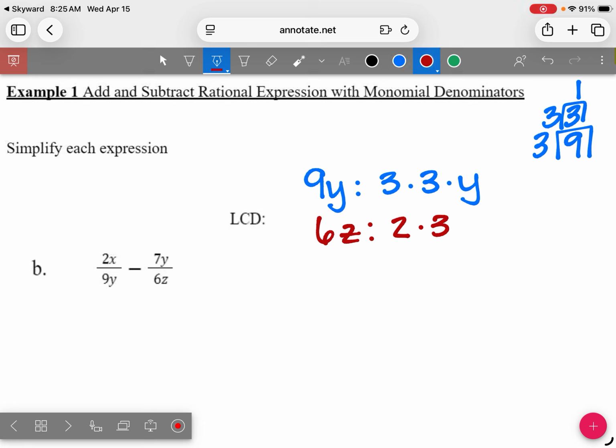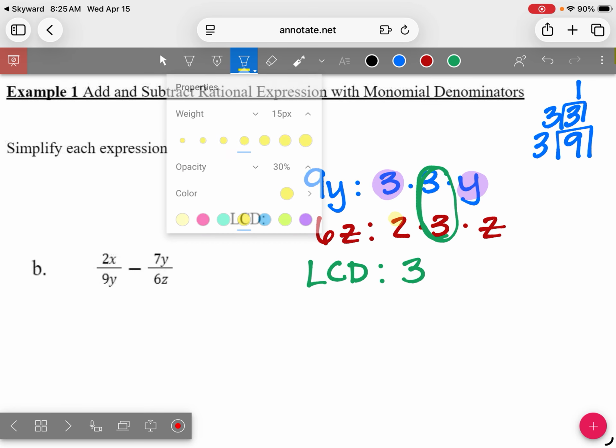Good. All right, so now we're ready to build our LCD. They both have a 3, so I'm going to put that in the pot. Now, everything that's not circled is what I'm going to have to add to the other fraction, which will make sense in a second. So I need to add a 3 and a y to the pot, and I also need to add a 2 and a z to the pot. I'll put a line through my z's because 2 and z look the same.